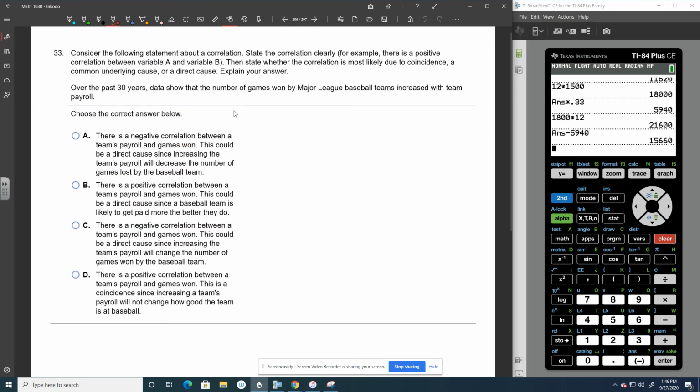Okay, 33, same idea. Over the past 30 years, data show that the number of games won by a Major League Baseball team increased with team payroll. So wins and money. It says that as one goes up, the other one goes up. Or at least that's what the data shows, that if the wins are higher, the pay is higher. So that is a positive correlation between a team's payroll and games won. This could be a direct cause, since a baseball team is likely to get paid more the better they do. That sounds okay. It's not negative.